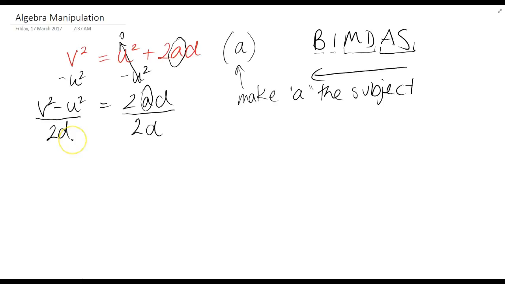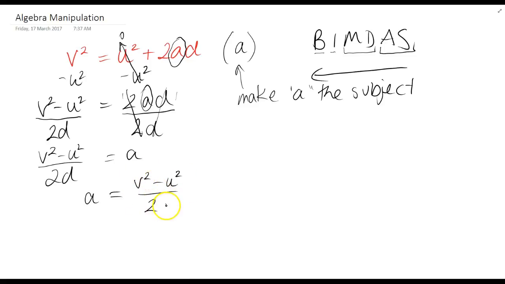Divide by the 2d. So these are going to cancel out. 2 divided by 2 is 1. d divided by d is 1. So really what I've got over here is 1 times a times 1. And that's just a. So I've got a all by itself, and it equals v squared minus u squared over 2d. Now some students really don't like seeing equations this way, so they like to rearrange it and put the a on the left hand side, so we can do that. a equals, same thing, v squared minus u squared over 2d.